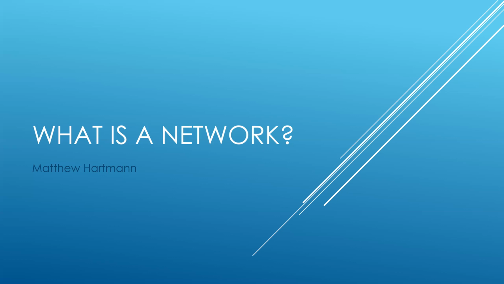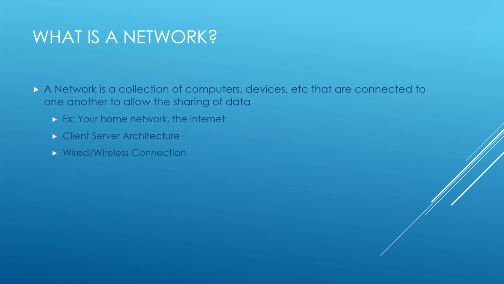Pretty straightforward: a network is just a collection of computers, devices, whatever it is, that are connected to one another to allow the sharing of data. Other devices can be printers, your phone, any items of that sort that are all interconnected with one another. Several examples of a network are your home network and the biggest network, the internet.